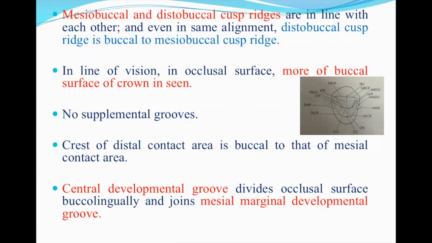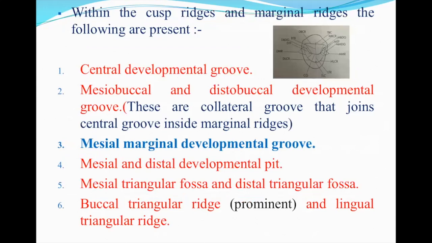Then there is central developmental groove, which divides the occlusal surface buccolingually and joins mesial marginal developmental groove. Within the cusp ridges, marginal ridges, the following are present. I have already told you: central developmental groove, mesiobuccal and distobuccal developmental groove, mesial marginal developmental groove, mesial and distal developmental pit, mesial triangular fossa, distal triangular fossa, buccal triangular ridge, which is prominent, and also lingual triangular ridge.